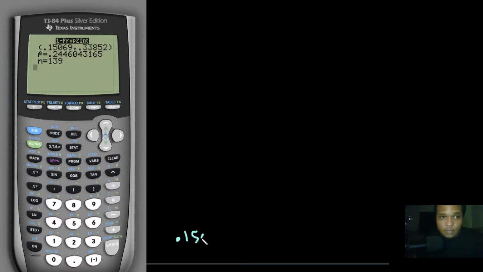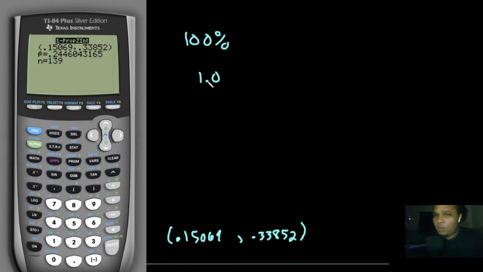Put 0.5069 and 0.33852. To change these into a percentage, remember something like 100%? Isn't that just 1? It's because the decimal is here. This is like 1.0, right? If you want to change this into a percent, don't you move 2 places to your right? And now you have 100%. It's the same deal here. You basically move these decimals 2 places to your right.